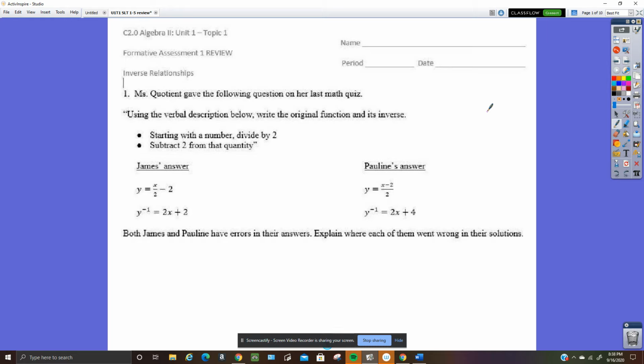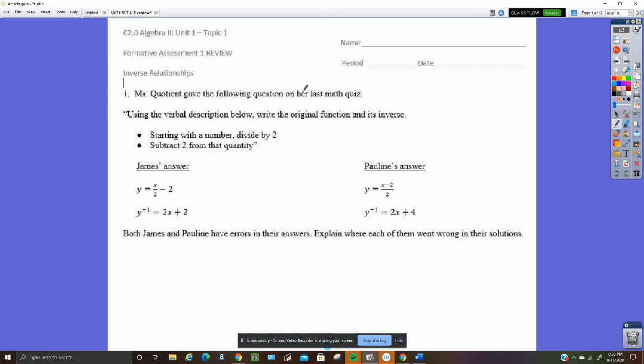So this first one here, Miss Quotient gave the following question on her last math quiz. Use the verbal description below. Write the original function and its inverse. Start with the number, divide by 2, subtract 2 from that quantity. Here's James's answer. Y equals x divided by 2 minus 2, and the inverse 2x plus 2. And then Pauline's answer, y equals x minus 2 divided by 2, and the inverse 2x plus 4.